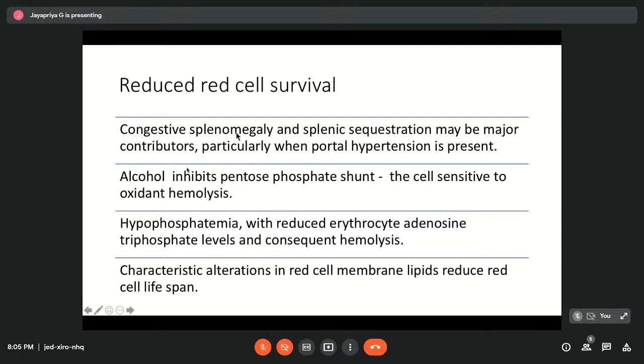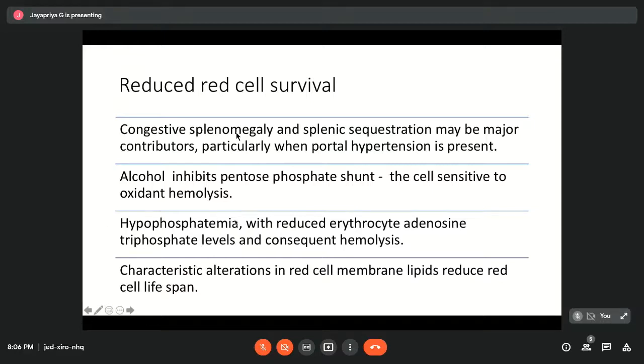One is the congestive splenomegaly. The hypersplenism can cause destruction of the RBCs. In patients with alcoholic liver disease, alcohol can inhibit the hexose monophosphate shunt pathway. Normally this pathway is what saves the red cells from oxidant stress. So when that pathway is inhibited by alcohol, the red cells get sensitive to oxidant hemolysis.